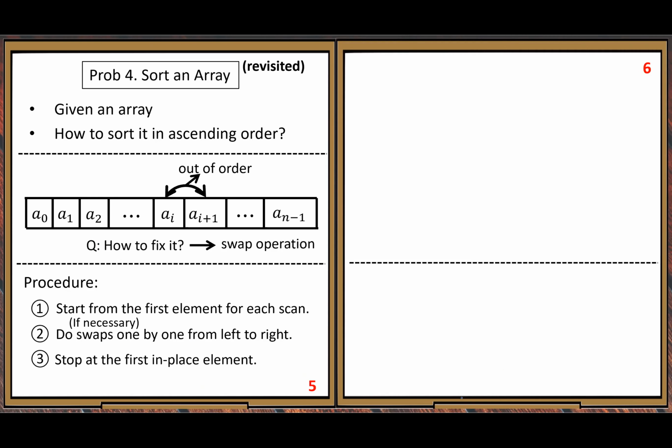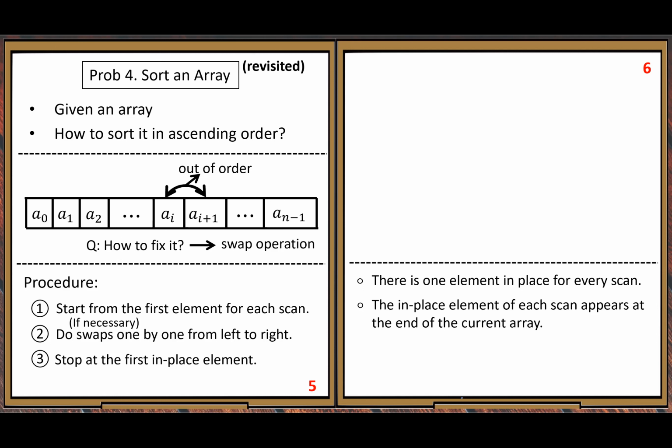So now we have the whole solution. We observe the property of this solution. There is one element in place for every scan. Every time we put at least one element in place. Then after n-1 times, we put all elements in place. The in-place element of each scan appears at the end of the current array.